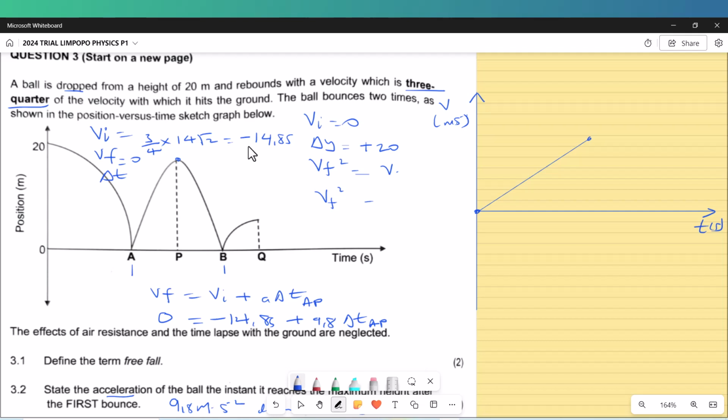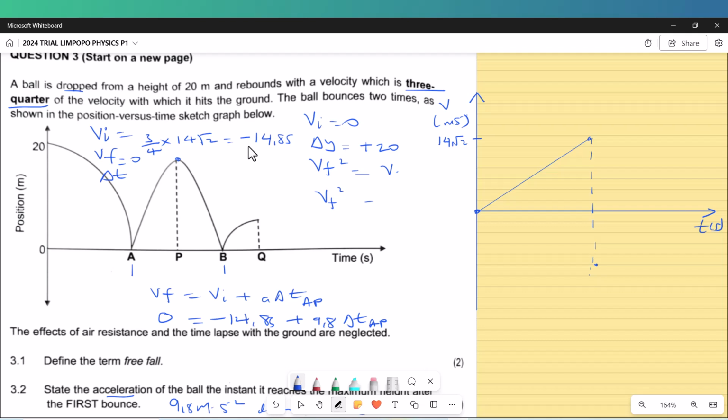Now after hitting the ground, this was the 14 root 2. It gives me a total of 14 root 2 here. Then we lose some of the velocity, and we are going to rebound from the ground. When we rebound from the ground, they said we are left with 3/4 of the velocity. Now it must be less than this one here.